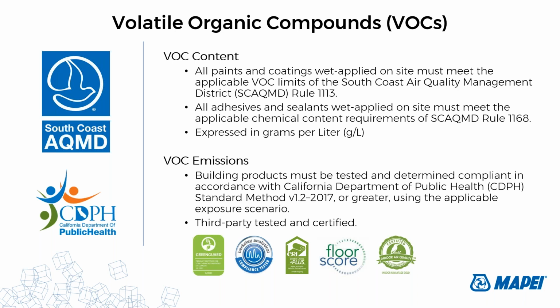And manufacturers can voluntarily choose to have products tested for emissions. Building products must be tested and determined in compliance with CDPH, as I mentioned. And there are several third-party testing and certifying bodies that provide VOC emissions, including UL Green Guard, FloorScore, Berkeley Analytical, CRI Green Label Plus, and SCS Indoor Advantage Gold.